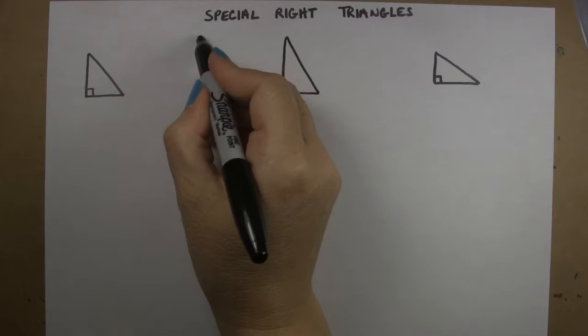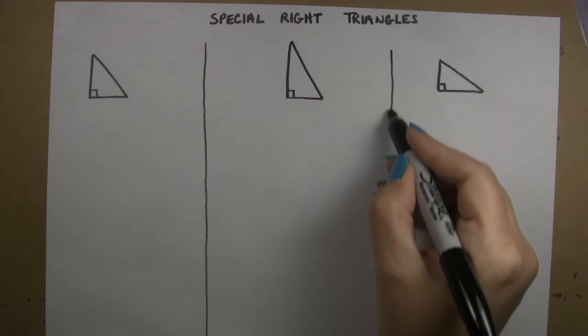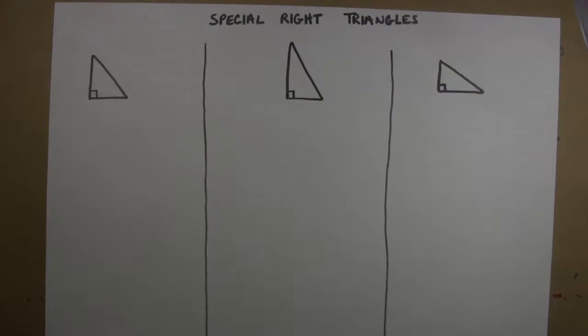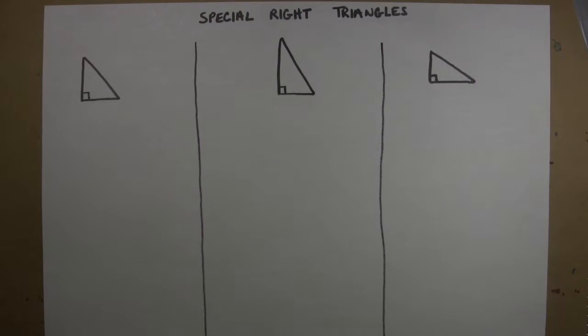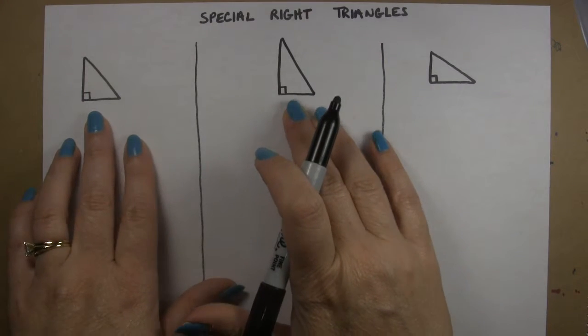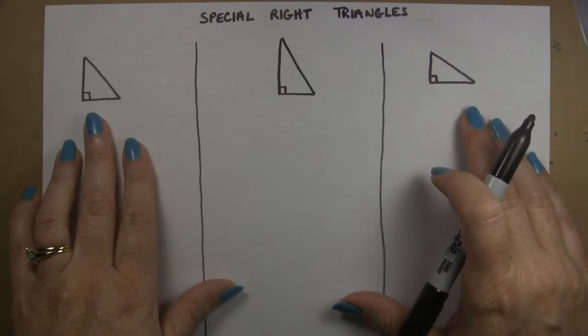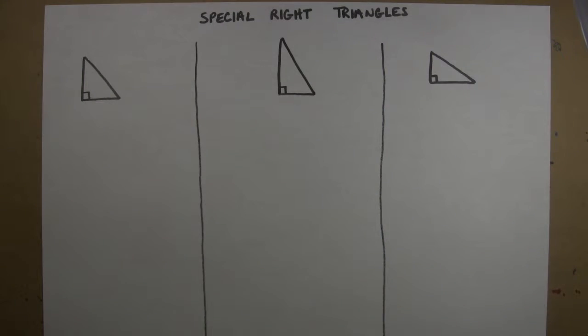Hello everyone, and welcome to your video on special right triangles. These are right triangles that have fixed and interesting relationships between the angles and the sides. And your life will be a lot easier if you can quickly recognize each of these triangles.